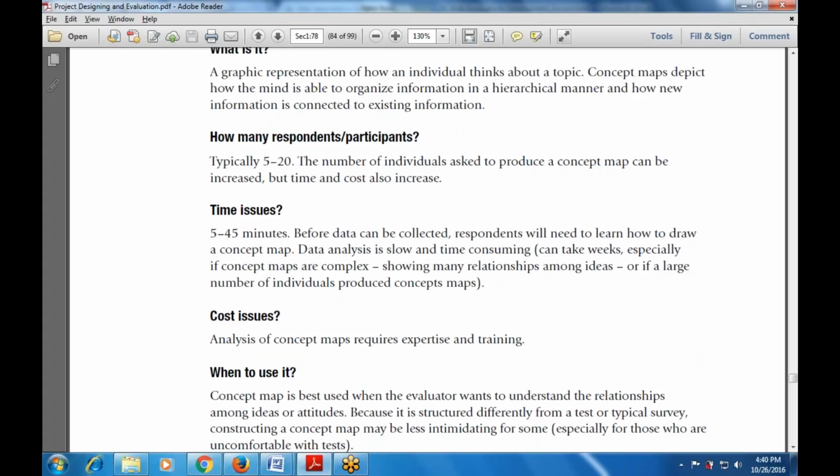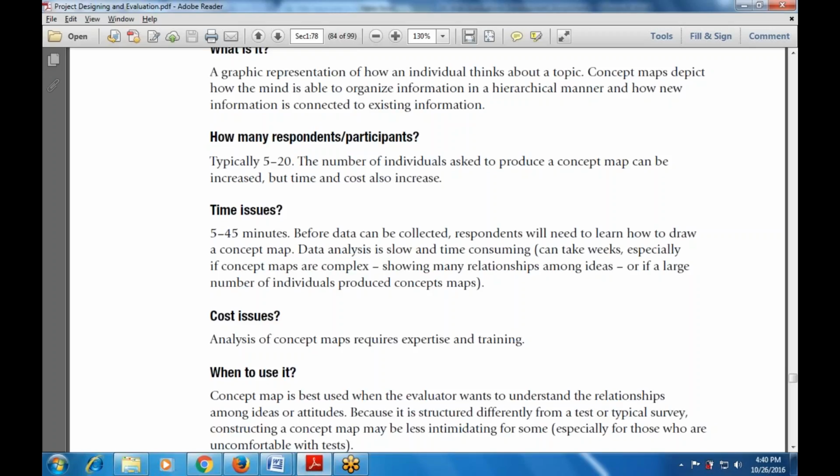The next is when to use it. So how best is it used? It is best used when the evaluator wants to understand the relationship among the ideas or the attitudes. What is the main relationship between the ideas? What is the main idea among these? What is the main attitude among these? What is the understanding level of the relationship among the ideas or the attitudes?